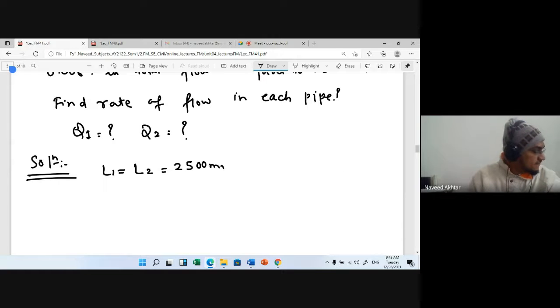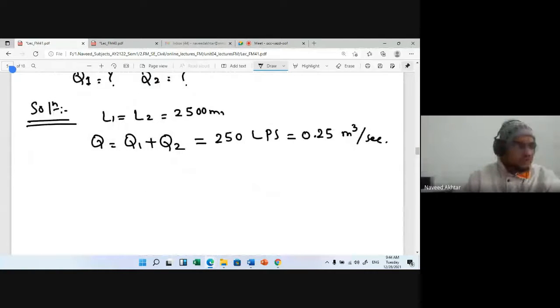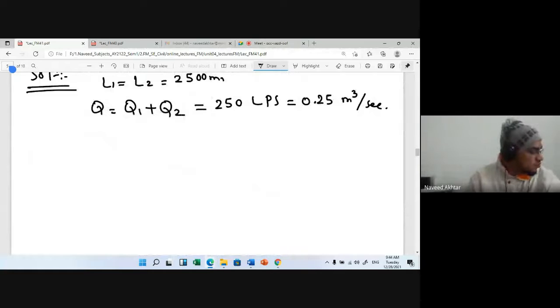And Q is equal to Q1 plus Q2. Why Q1 plus Q2? Because the pipes are in parallel, as just now discussed. Two pipes are there, that's why only Q1 plus Q2. If there were three pipes, we would take Q1 plus Q2 plus Q3. And that is given as 250 liter per second. If you write it in meter cube, it is 0.25 meter cube per second. Liter is converted to meter cube by dividing by 1000.